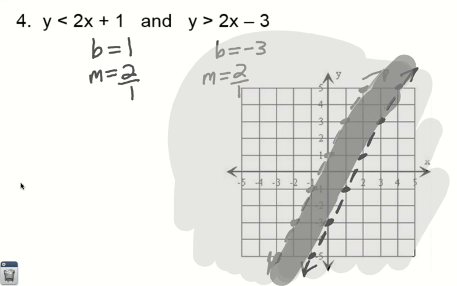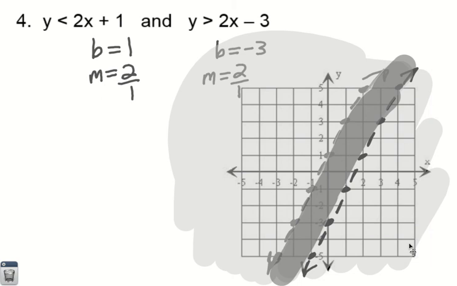But one final side note. Just take these same two lines. Can you imagine, watch carefully, what if this one had been a less than? So shade, shade, shade. And what if this one had been greater than? So shade, shade, shade.